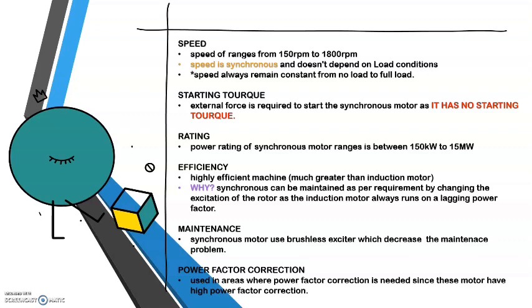Maintenance. Synchronous motors use a brushless exciter, which decreases the maintenance problem. And last but not least, power factor correction. Since this motor has high power factor correction, it is mainly used in areas where power factor correction is needed.